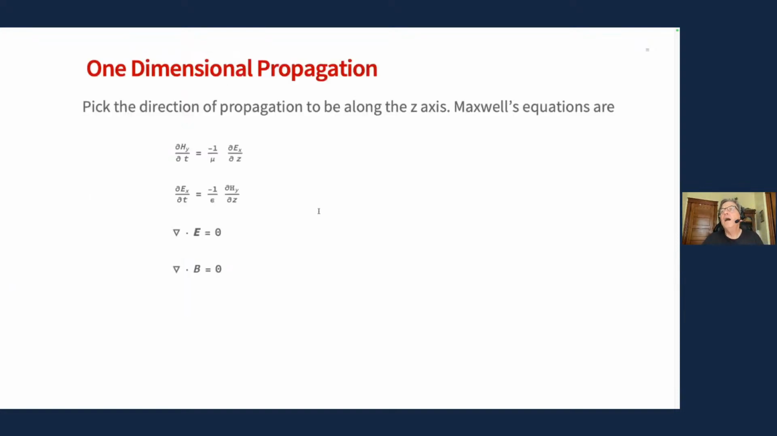Okay. So I want to start with the simplest possible case, which is one-dimensional propagation. So I'll pick the direction of propagation to be along the z-axis. And then in one dimension, we only have two coupled differential equations to solve because the divergence equations are maintained automatically by this method.